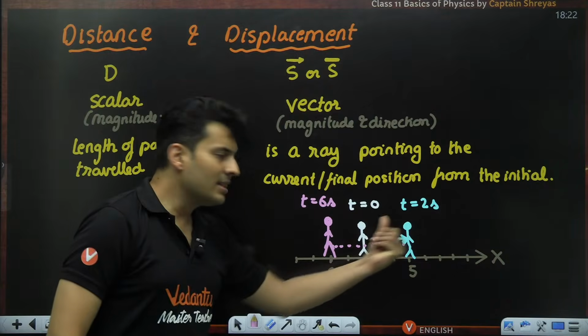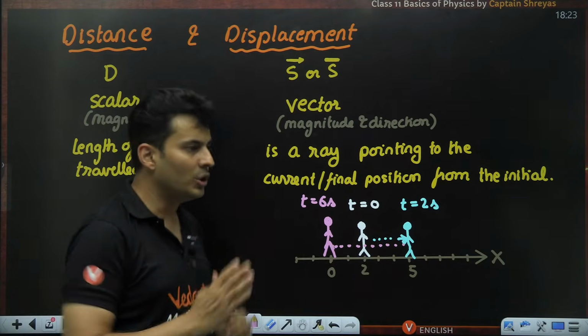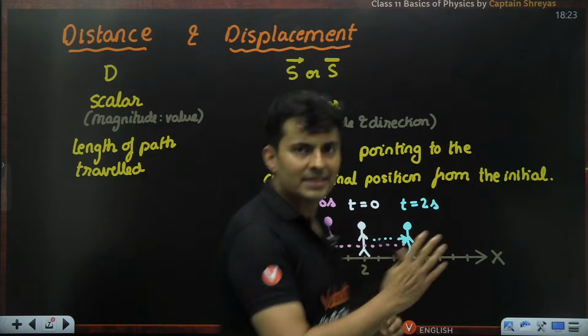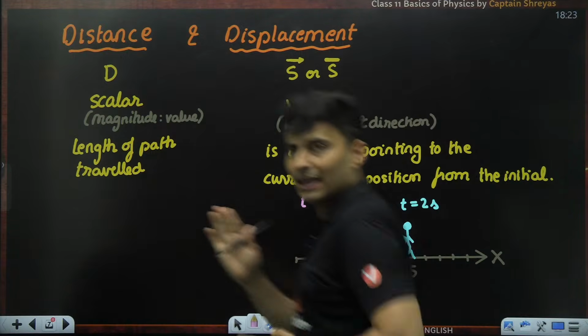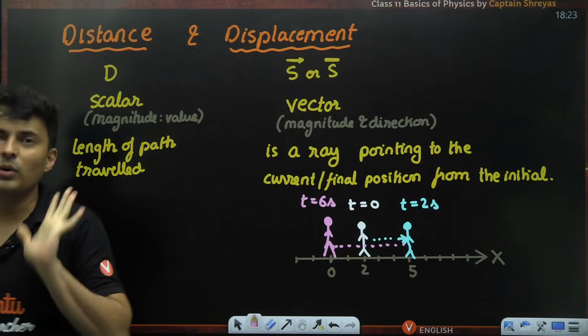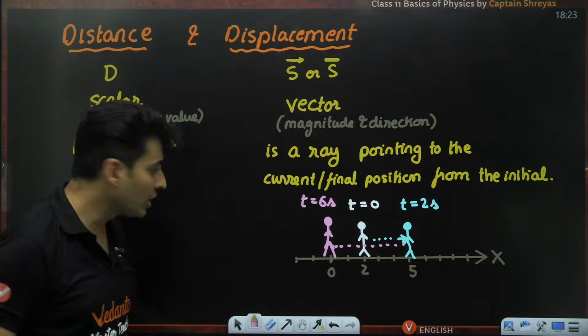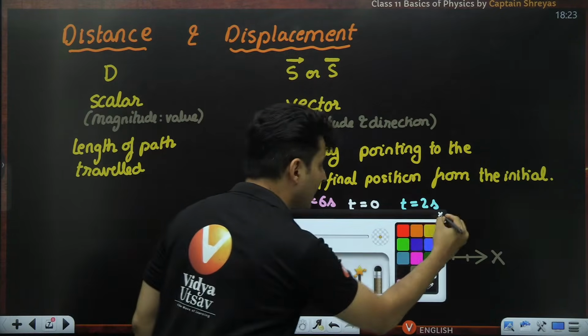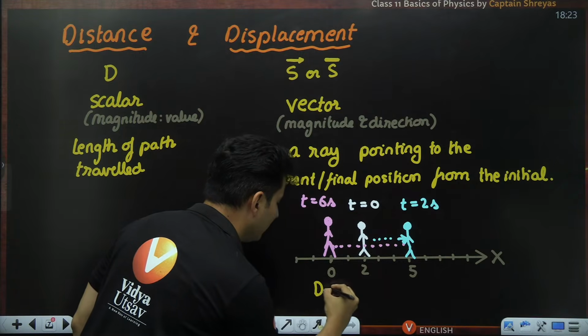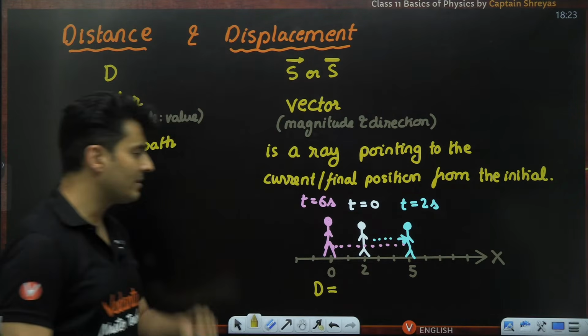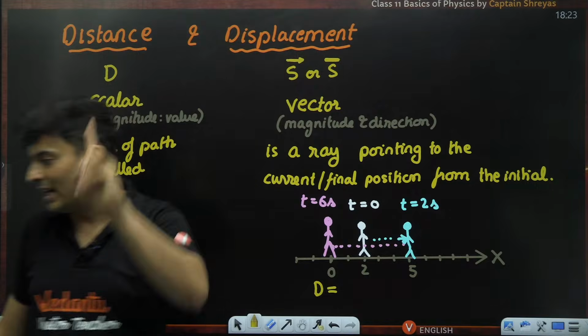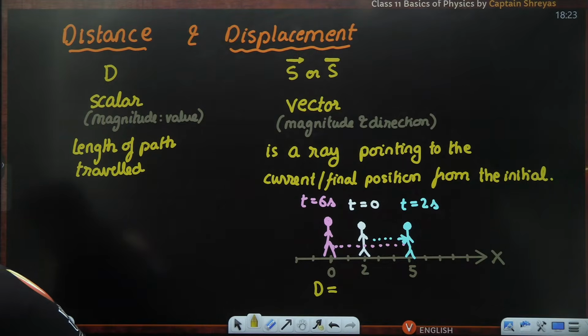In this entire process, this Pandu traveled like this, went there, and he came back like this and came back to the origin, isn't it? So if I ask you, what is the distance traveled? What will your answer be? Think carefully and answer in the chat box.